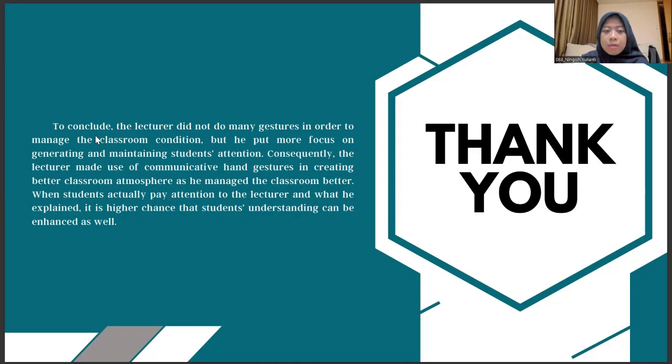Consequently, the lecturer made use of communicative hand gestures in creating a better classroom atmosphere as he managed the classroom better. And when students actually pay attention to the lecturer and what he explained, there is also a higher chance that students' understanding can be enhanced as well. So I think this can be a conclusion for us as future English teachers to make use of gestures, especially communicative hand gestures, so that the students' understanding can be enhanced.